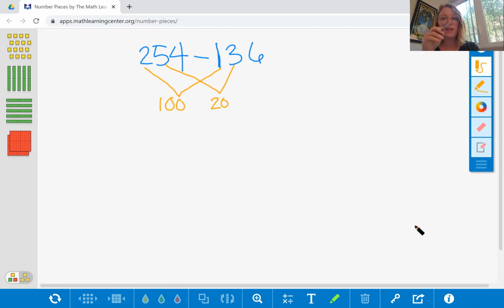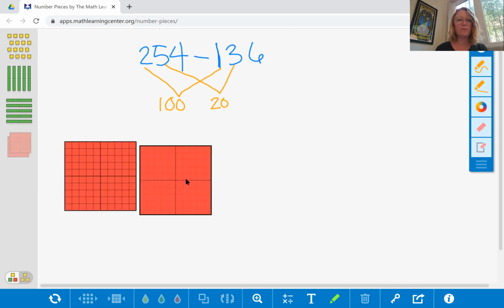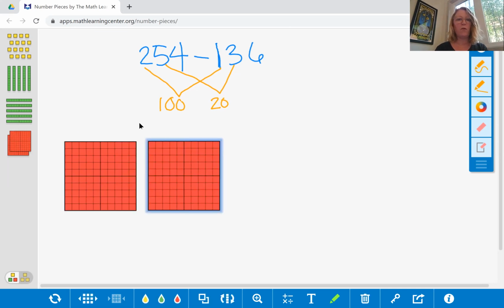I'm not thinking this strategy is working for me right now because I'm not quite sure. I feel a little bit stuck. I think I'm going to switch strategies and see if I can figure out a different way. What if I build my numbers and see what happens? I'm just going to try that one instead. So I'm going to build 254.